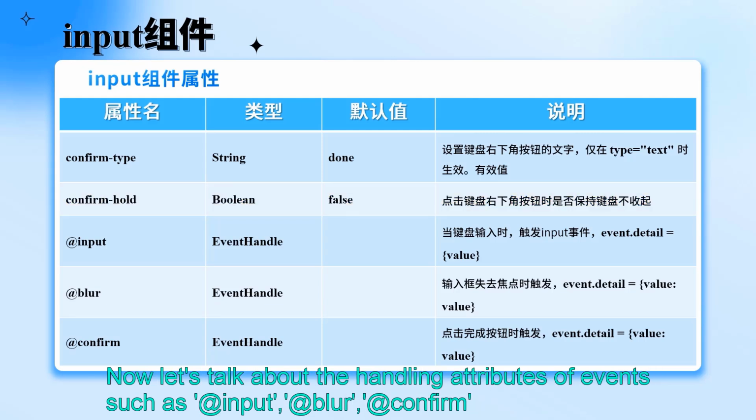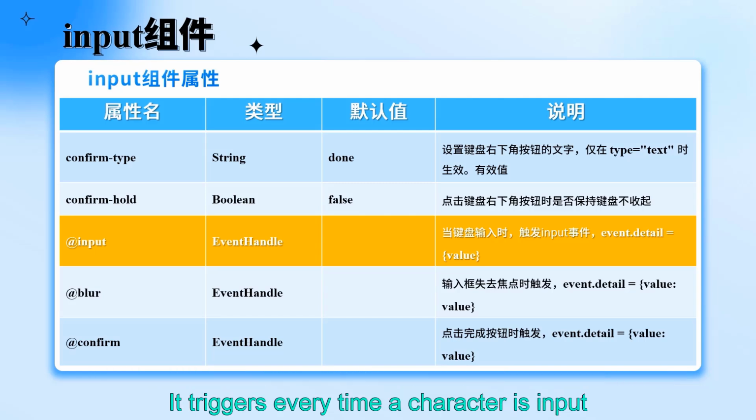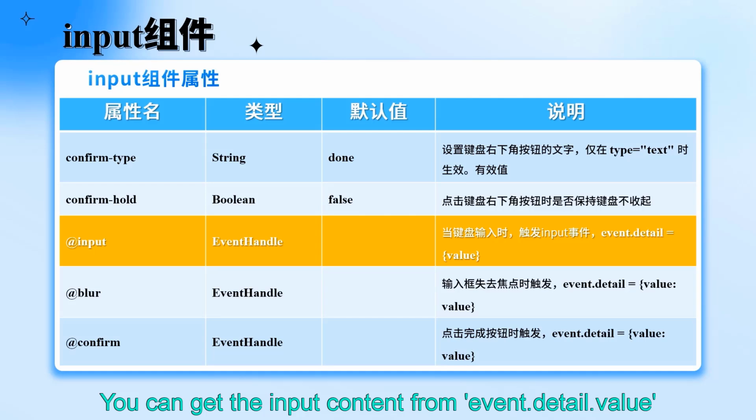Now let's talk about the handling attributes of events such as @input, @blur, @confirm. @input means an event triggered when keyboard input occurs. It triggers every time a character is input, so the input event is triggered very frequently. You can get the input content from event detail value.